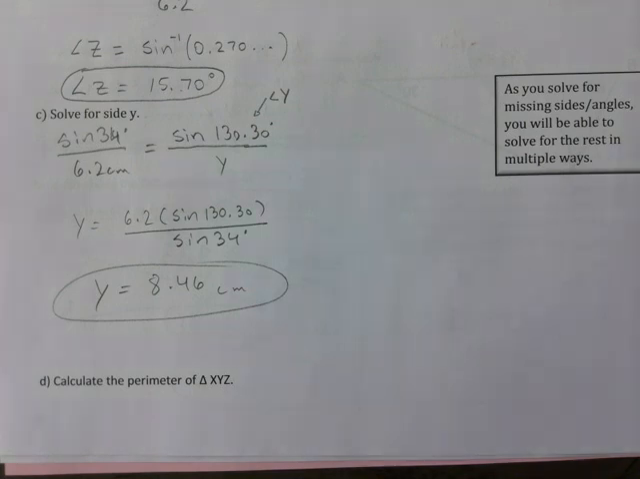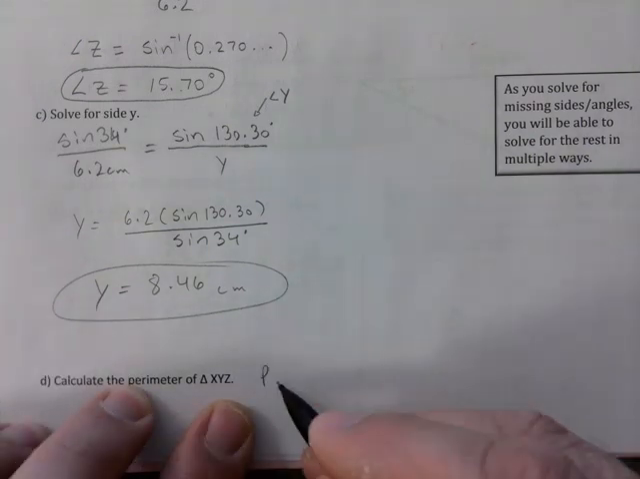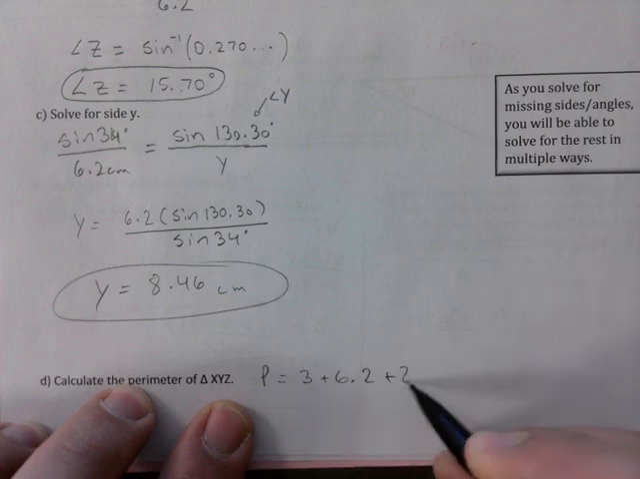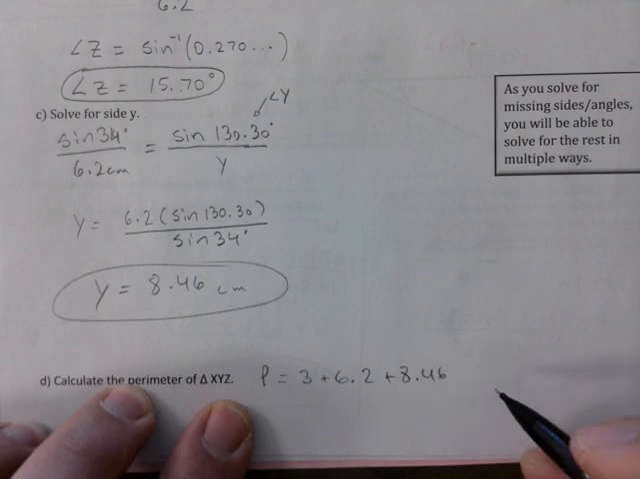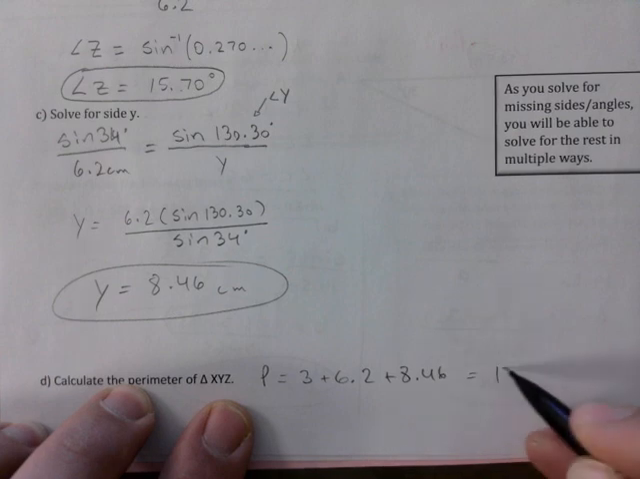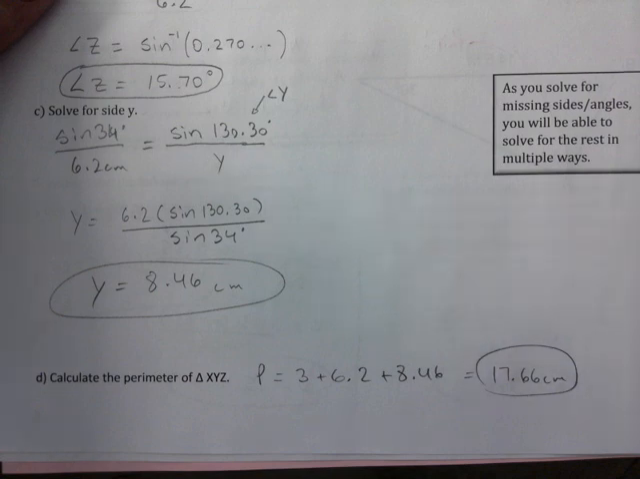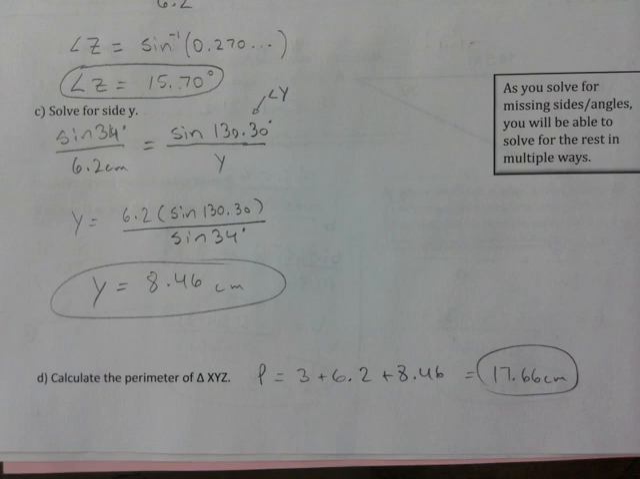It's up to you. What's the perimeter? You remember what the perimeter is? I think you do. You just add up all the sides, right? So 3 plus 6.2 plus 8.46. That is 17.66 centimeters in this case. So later on, I'm already telling you we're going to word problems down the road. And so sometimes like, how far did this person walk in the forest? There's your answer. That'd be distance around. Okay.